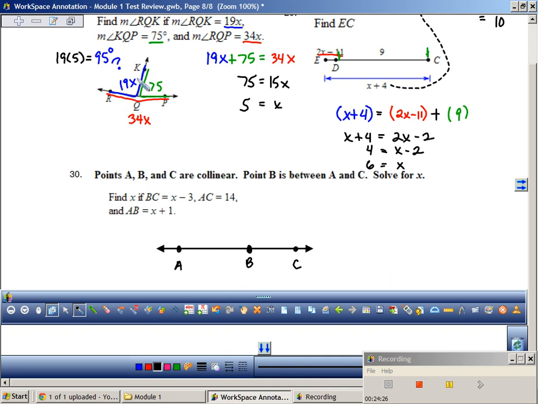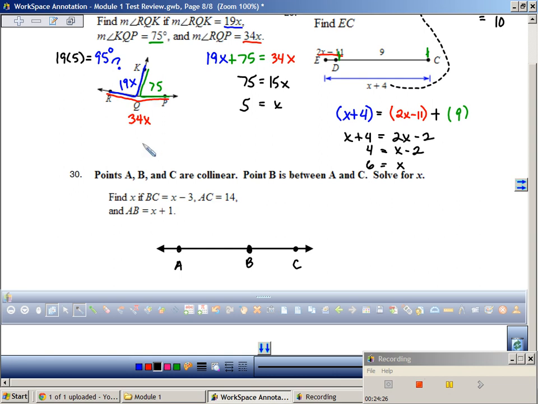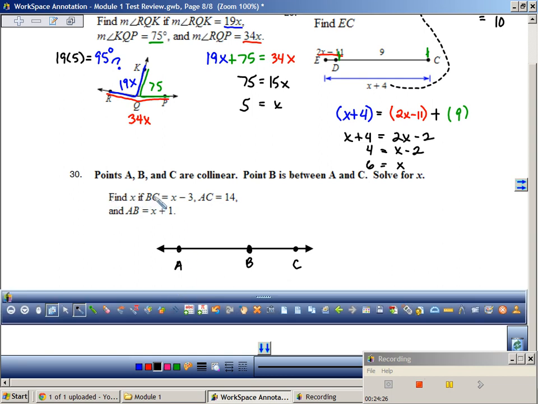Hey, we didn't go back and make sure, is this a linear pair? Is 95 and 75 180? How much is it? 170. So it's not, okay. All right, find x if BC equals x minus 3.